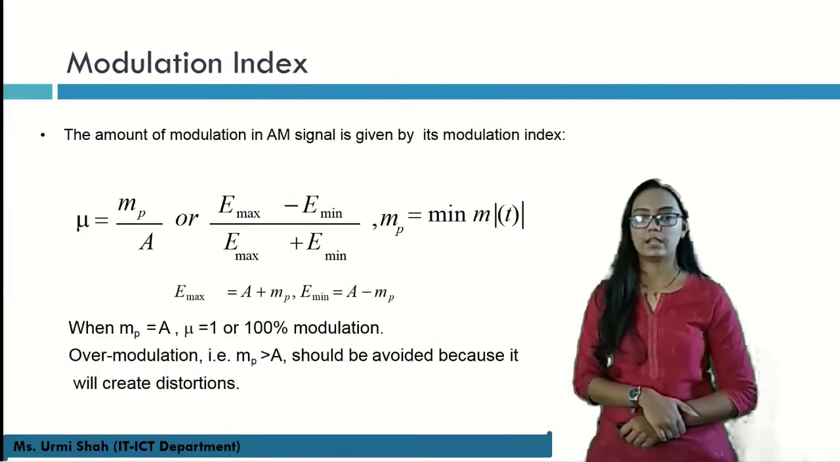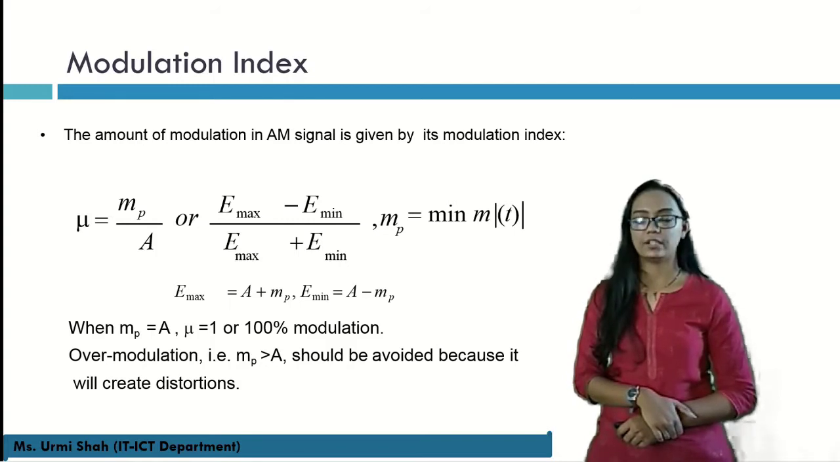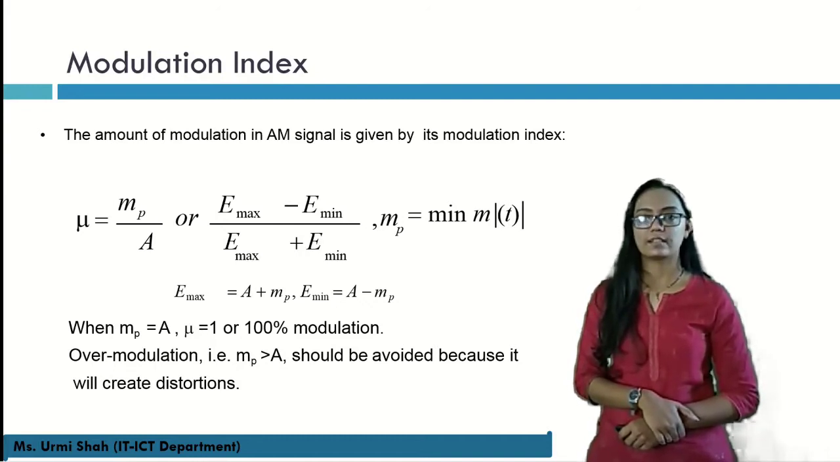Next we will be looking at the modulation index. Now basically we have seen in the last session that modulation index is the ratio of the amplitude of the message signal divided by the amplitude of the carrier signal. So it is basically Mp upon A over here. Mp is your message signal amplitude and A is your carrier signal amplitude.